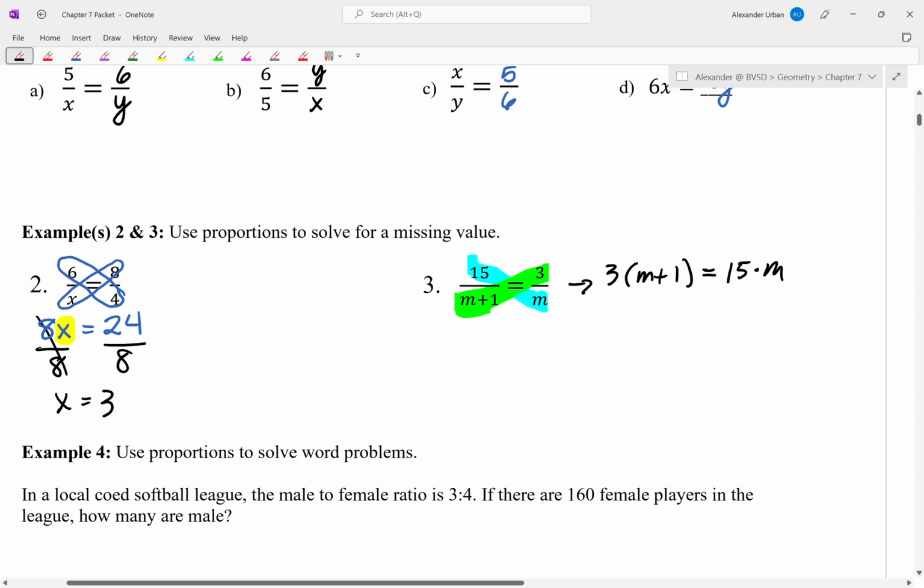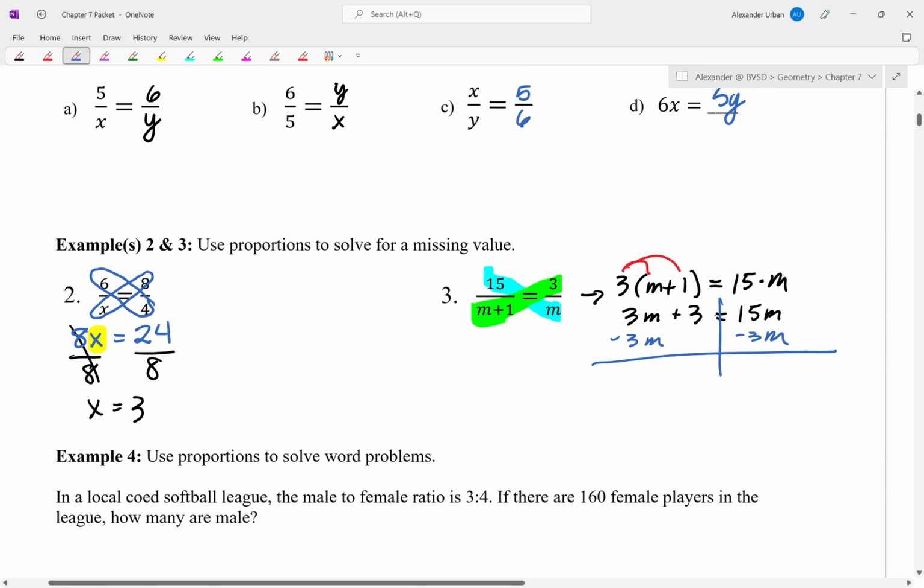When rewritten, we have 3 times the quantity of m plus 1, and we are going to distribute this 3 into the m plus 1. So we should end up with 3m plus 3 is equal to 15m. Now, our next step here is to realize that we want to get m's all by themselves. And we already have 15 m's on the right side, so I'm going to get rid of the 3 m's on the left side and put them on the right side. And I'm just going to balance my equation like I have in the past. Nothing has really changed. There are no more m's on the left-hand side, but it is equal to 12 m's on the right.